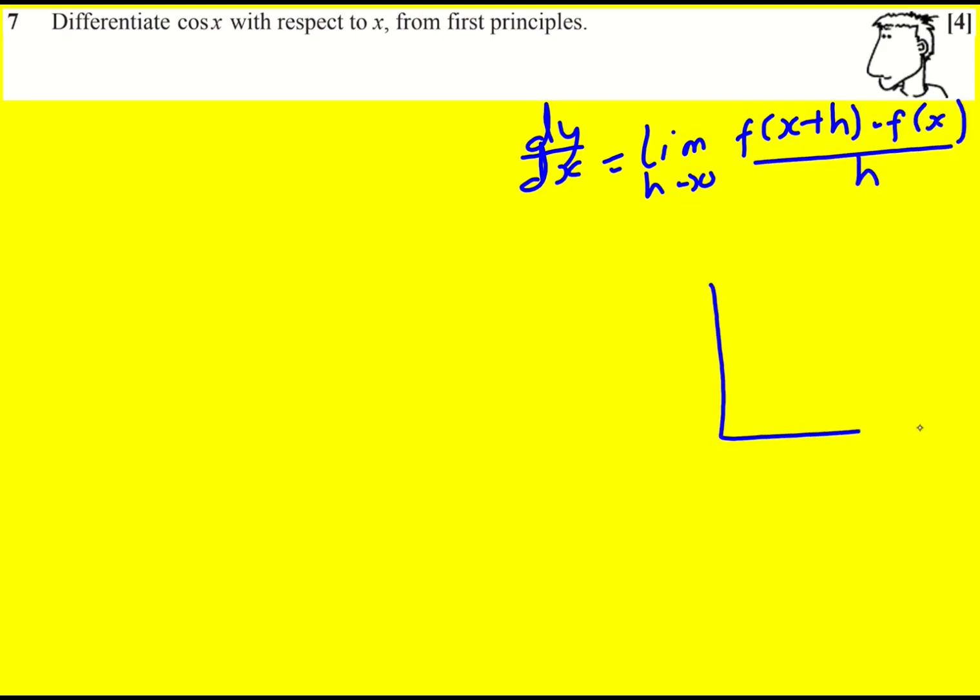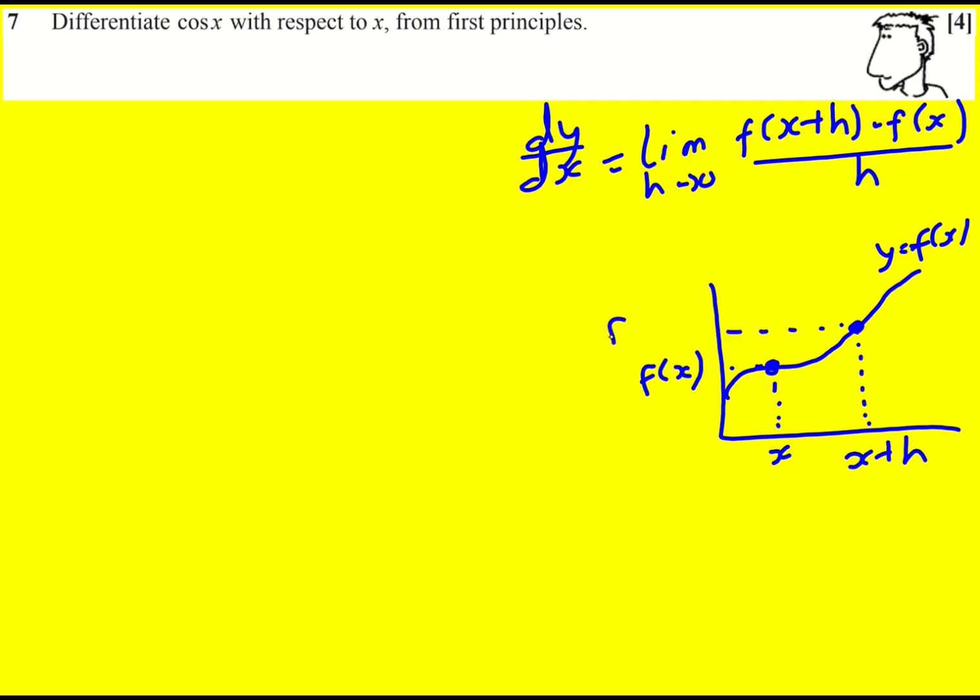Just a little bit of information about where that comes from. We've got some sort of function. We pick a point here, x. This is our function, y equals f of x. So the value of the function here is f of x. Go slightly further along to x plus h. We can control h. It can be as small or as big as we want at the moment. The function is then going to be f of x plus h. Notice it's inside the function because it's being applied to x.